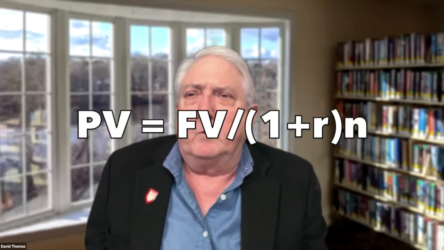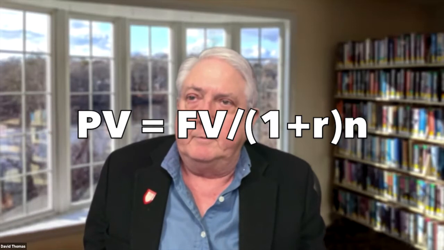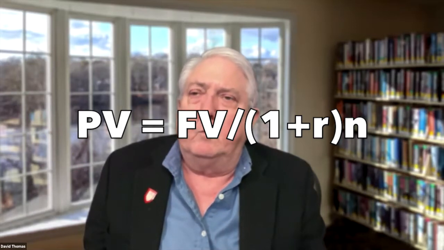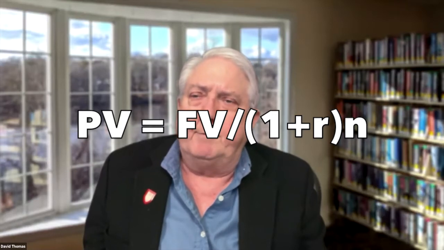So I'm going to give you these equations. Make sure you write them down. You're going to be using them on exams, and you need to understand them. They're basically the same formula with one minor change. Present value is equal to future value divided by 1 plus the interest rate, both to the power of the number of payments. So PV equals FV divided by (1 plus R) to the power of N.